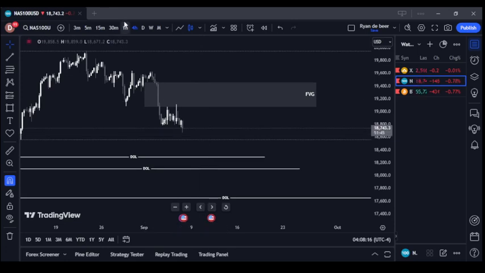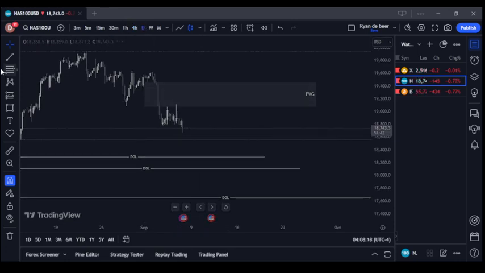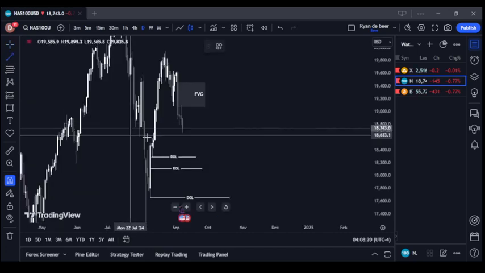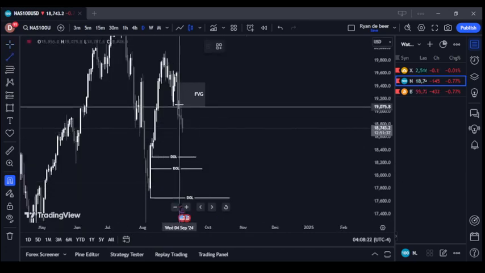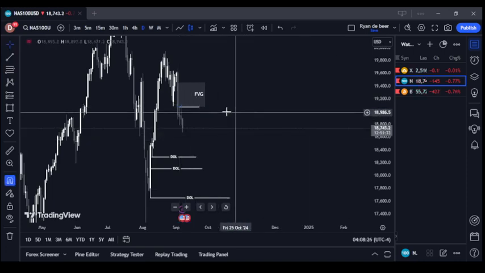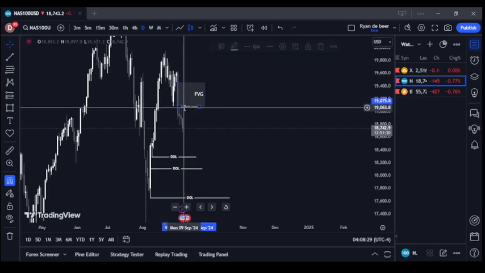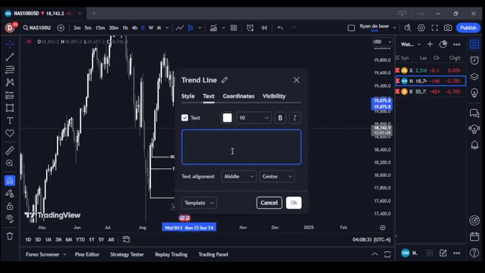Okay, so as you can see, the strategy I use is the ICT Silver Bullet strategy. As you can see, we got our previous daily high over here that got swept out as well with filling that daily bearish fair value gap. So I usually just mark up my previous day high and low with PDH or PDL.